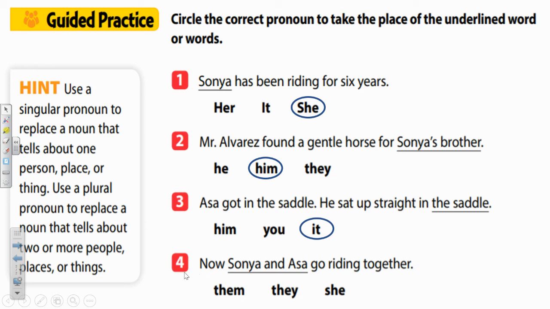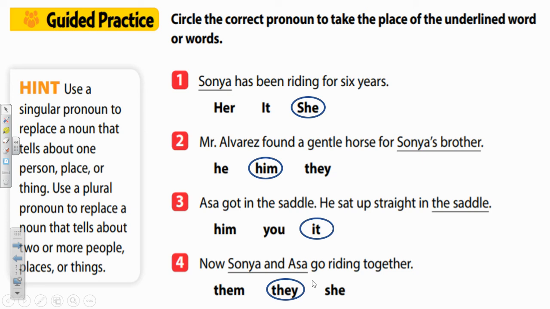And lastly, number 4. Now Sonia and Asa go riding together. Should we replace Sonia and Asa with now them go riding together, now they go riding together, or now she go riding together? Well, hopefully you know Sonia and Asa requires a plural pronoun, and that's a subject. That's who our sentence is about. So the best pronoun here would be they.